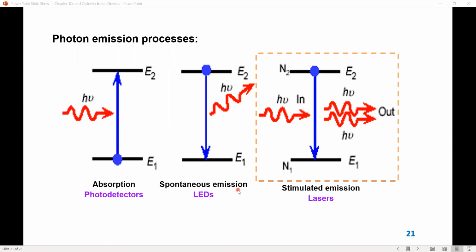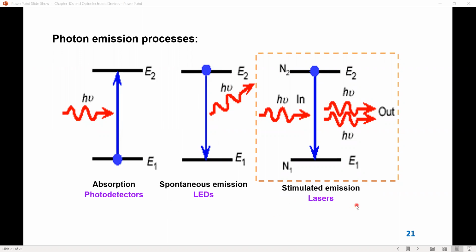But in spontaneous emission, what happens? Once the electrons get enough energy to jump to the higher energy state, they cannot stay there for a long time. Electrons cannot stay in the higher energy states for a long time. So after some time, the electrons come back to the lower energy state. When coming back down, they release the energy in the form of a photon of h nu, which is equivalent to the band gap energy. This is called spontaneous emission.